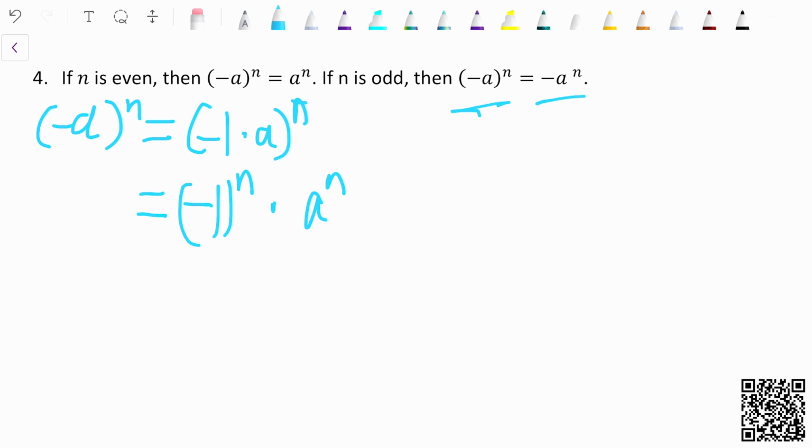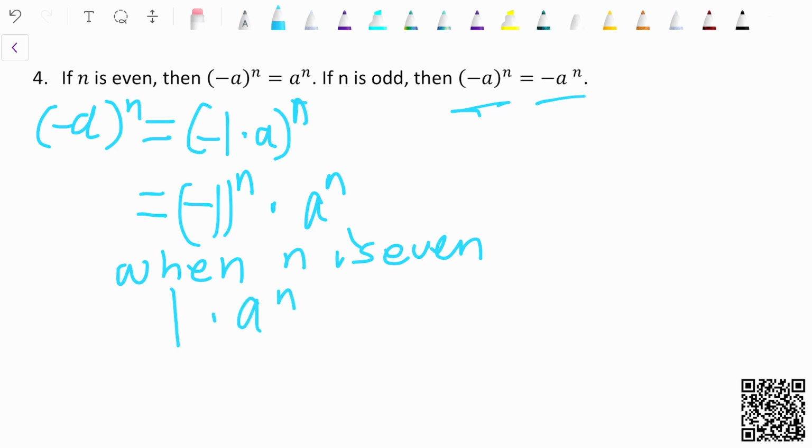And this is where the problem starts going into separate paths. When n is even, negative 1, and since it's even, you guys know this, if a negative is multiplied by itself an even number of times, then it becomes a positive. So it would be 1, because n is even, times a to the power of n. So that would equal a to the power of n, which matches our even description up here.